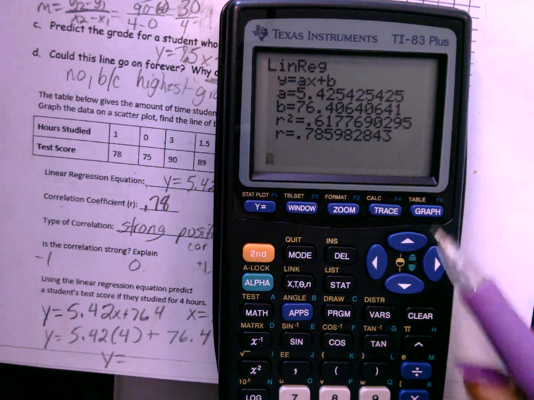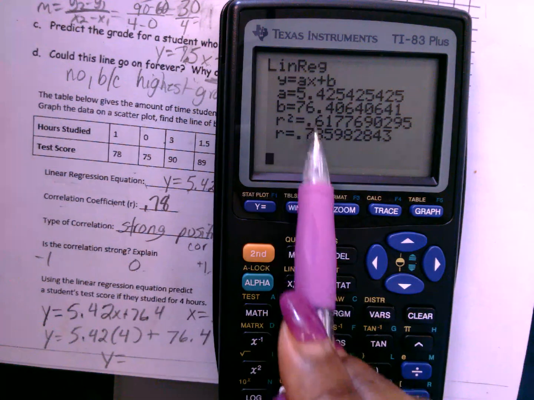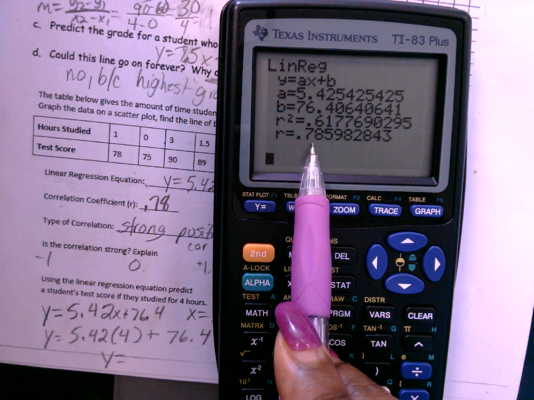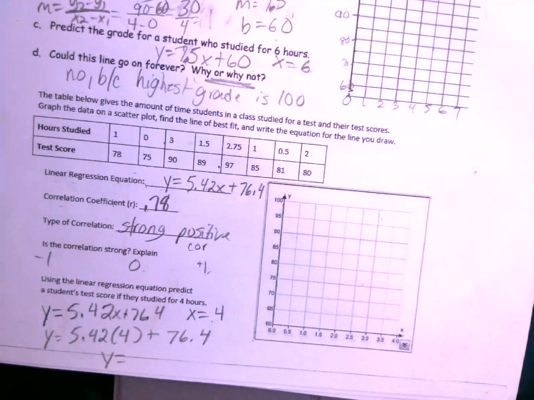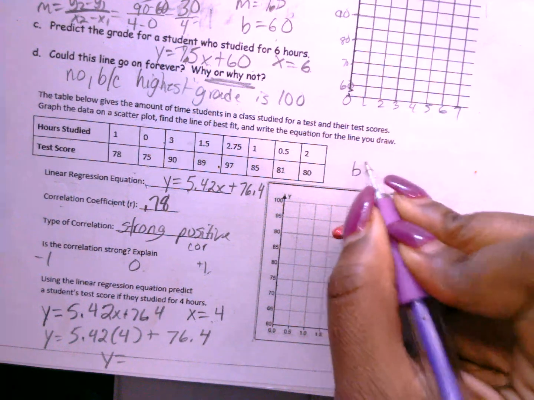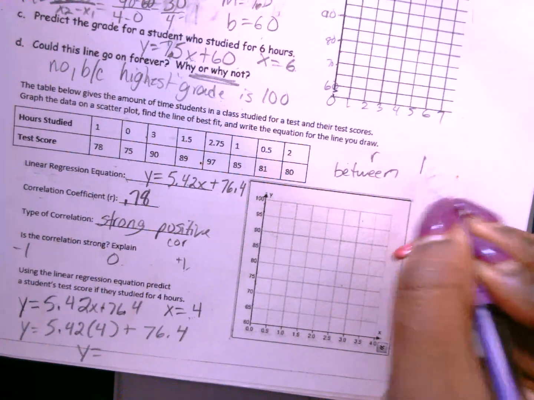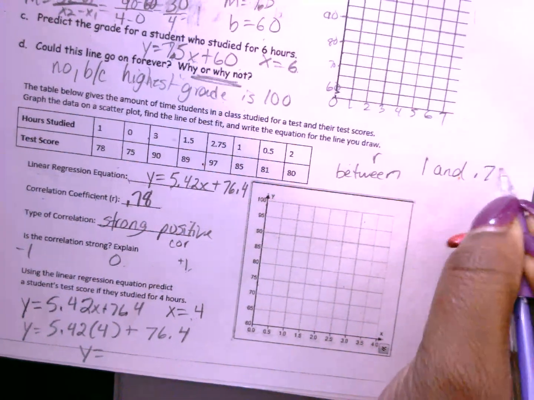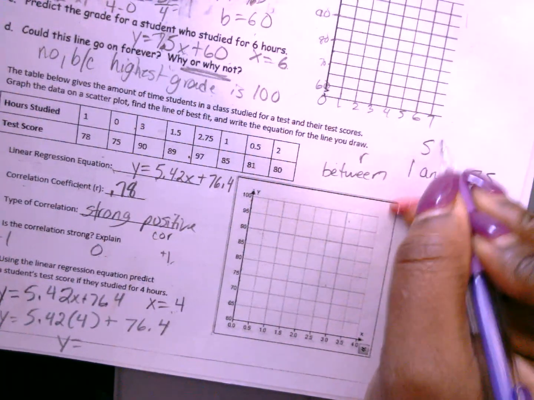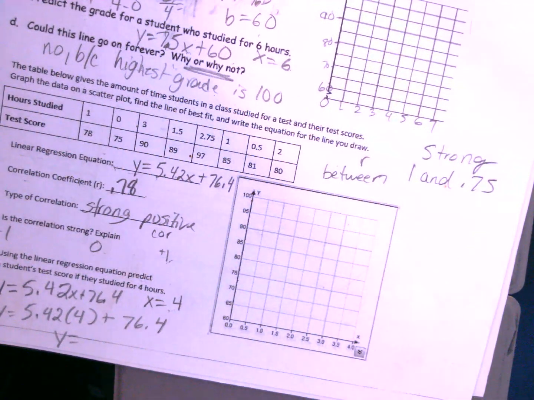Got it? All right. So this is going to be a strong one. And it's positive because it's going up. It's a positive number. Does that make sense? So this is a positive strong correlation. And a positive strong is going to be where r is between 1 and 0.75. That's a strong. Got it? All right. Make sense?